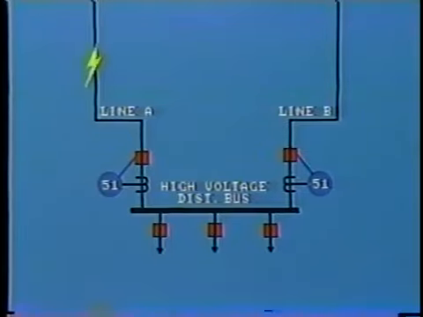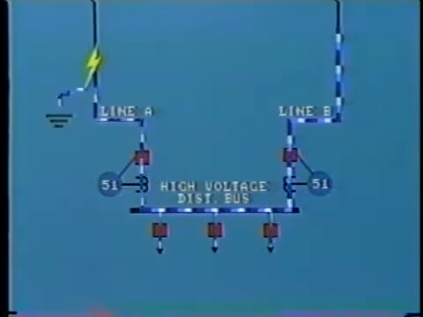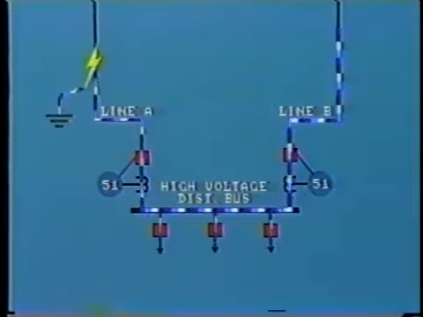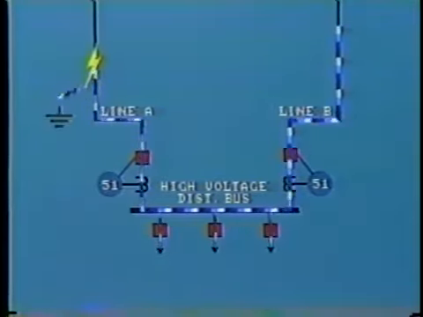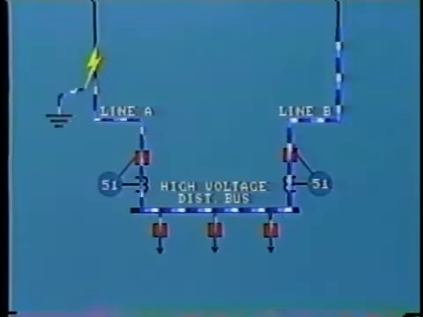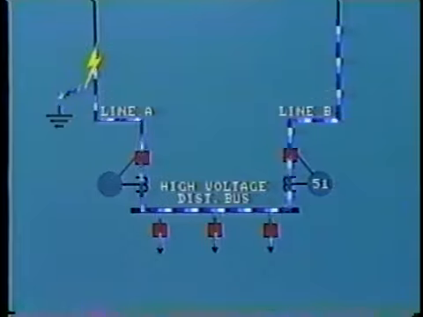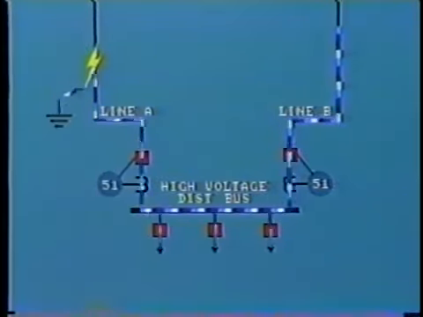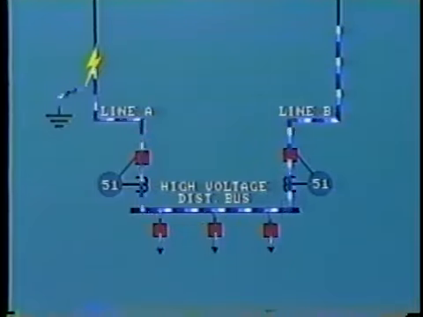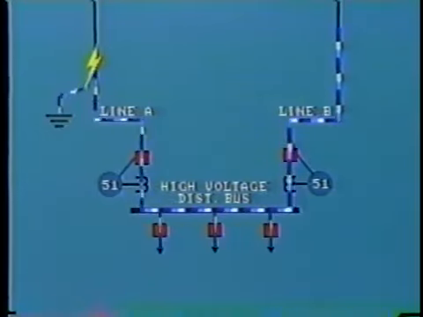Now, suppose a fault occurs on line A. Fault current will flow from line B through the bus to feed the fault on line A, in addition to the load on the bus. The overcurrent relay on line A will sense the overcurrent situation and begin to operate according to its inverse time characteristic. But the current in line B has also increased to feed the fault.